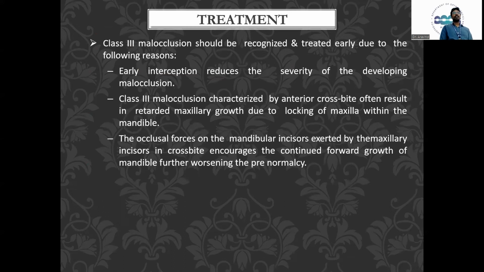Coming to the treatment modalities of class 3 malocclusion, this type of malocclusion should be recognized and treated early due to the following reasons. Early interception reduces the severity of the developing malocclusion, and malocclusion characterized by anterior crossbite often results in retarded maxillary growth due to the locking of the maxilla within the mandible. In this case, the occlusal forces on the mandibular incisors exerted by the maxillary incisors in crossbite encourage the continued forward growth of the mandible, which further worsens the class 3 malocclusion.